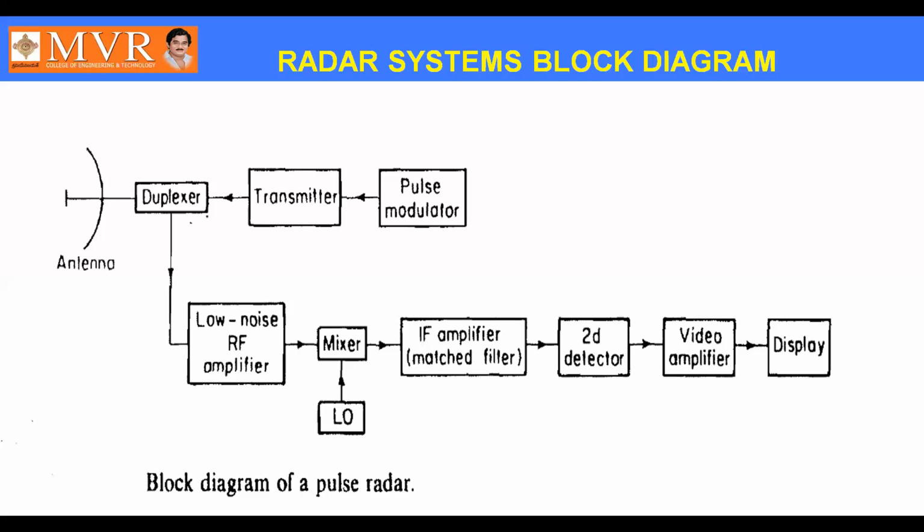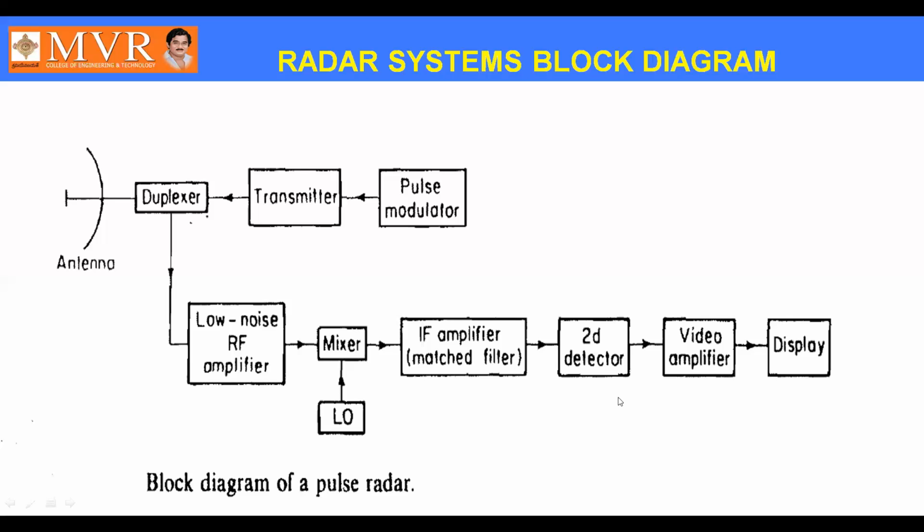The IF amplifier is also known as a matched filter. Here, as we have already said, the output from the mixer is any one of these three, containing two sidebands, a positive sideband as well as a negative sideband, and the frequency in between the sidebands, so three frequencies. Among these three frequencies, the IF amplifier selects any one. It can select either the positive sideband, the negative sideband, or the frequency in between the higher and lower. And after that, it goes to the second detector.